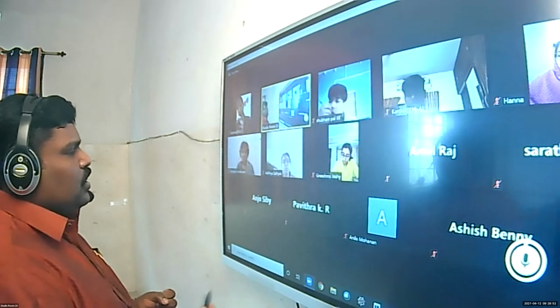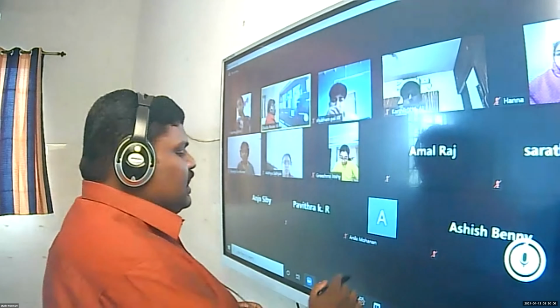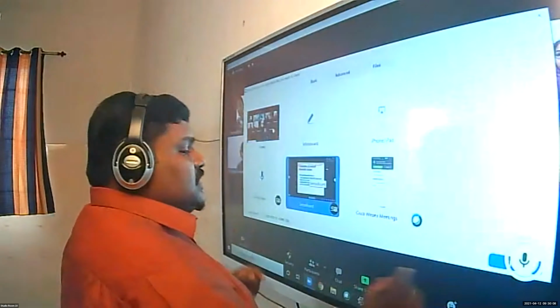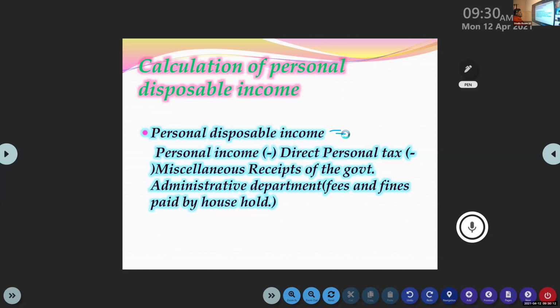That is also a method of the government to collect money from the people. That money is collected by the government. We cannot use that for our purpose, right or not? We purchase a lottery ticket for 40 rupees, the government collected that from us. Are we able to use that money for some other purpose? Not at all. Gone. So that also comes under this kind of collection of the government. So personal disposable income is equal to personal income minus direct personal tax minus miscellaneous receipts of the government.